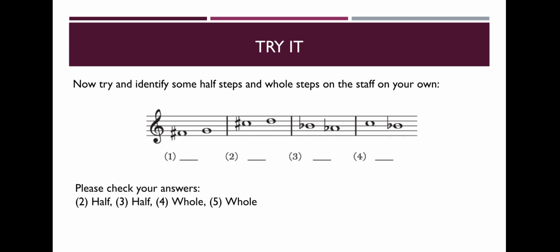Okay, number 2 is a half step. We've got an F sharp to G is a half step. Number 3 is also a half step, C sharp to D. There's no key in between. And you notice that this is accidental, no accidental, accidental, no accidental. Number 3 is a whole step.